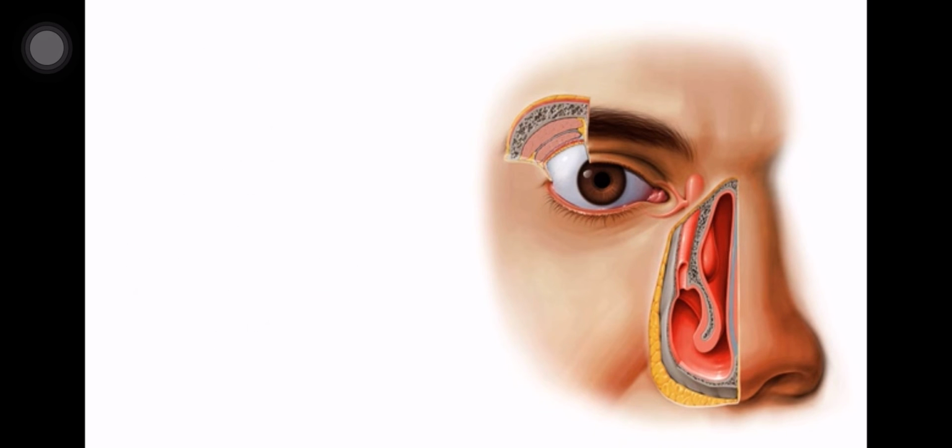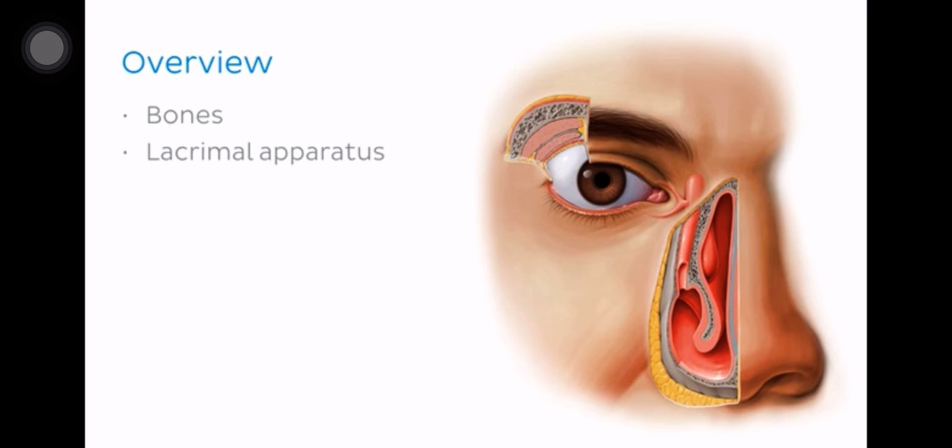Now let's get into the anatomy. Here's a quick overview of what we'll be looking at today. We're going to start with the relevant bones around the lacrimal apparatus to really orientate ourselves with where the components will lie. Then we'll get to the lacrimal apparatus itself, starting from where the tear fluid is produced and ending with its drainage point. Let's get to it. First up are the bones that are involved with our lacrimal apparatus.